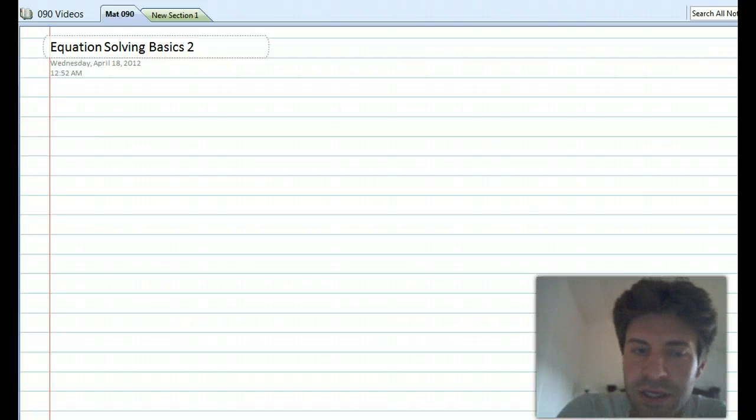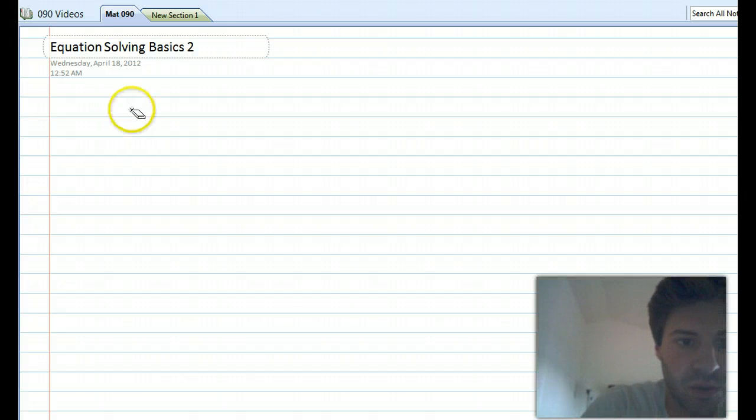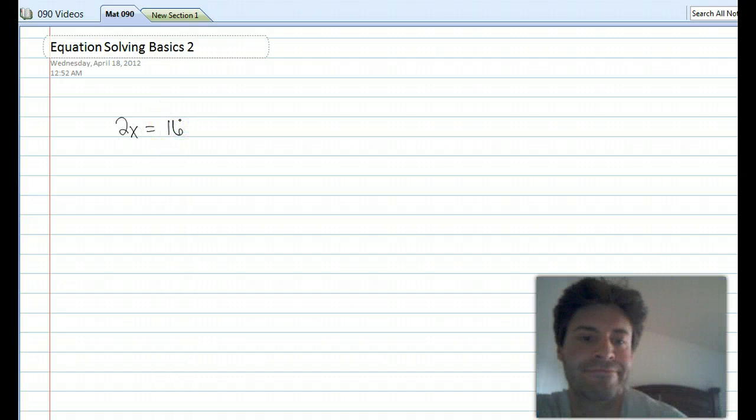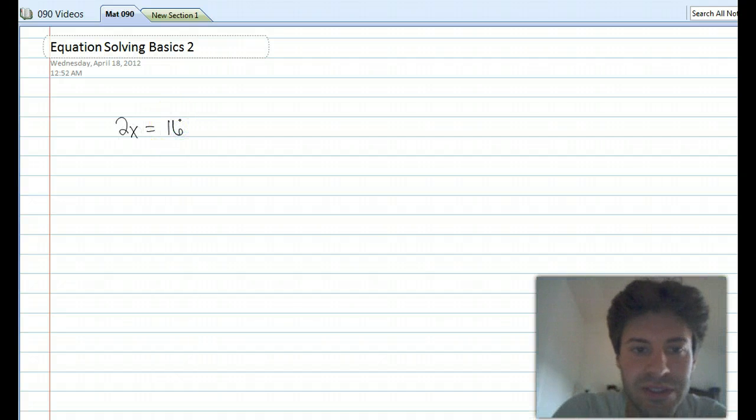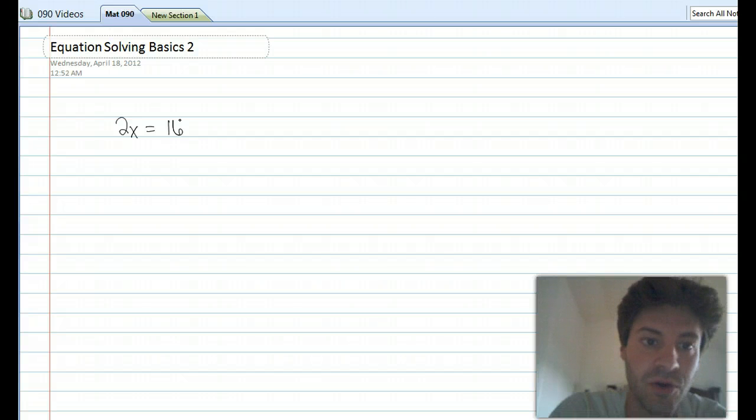Let's continue our discussion of the basics of equation solving, and let's do that with this equation. Let's look at 2x equals 16. Now the goal, as always, is to solve for the unknown, and the unknown in this case is x. You want to get x by itself.